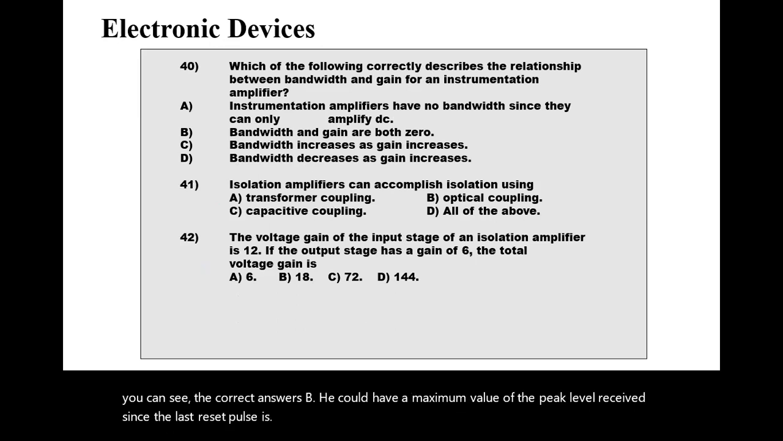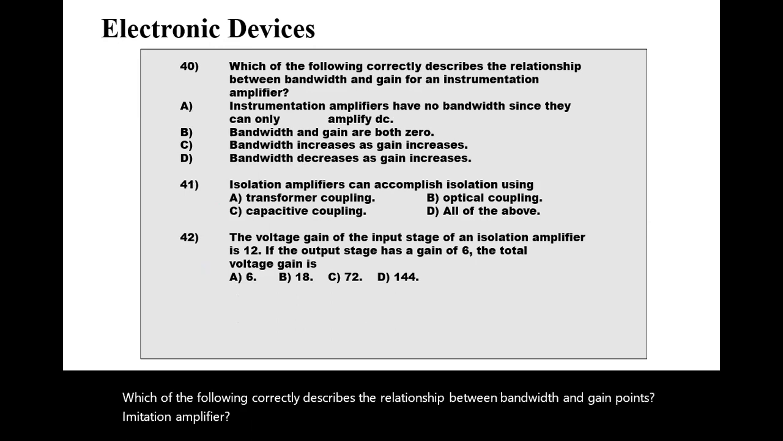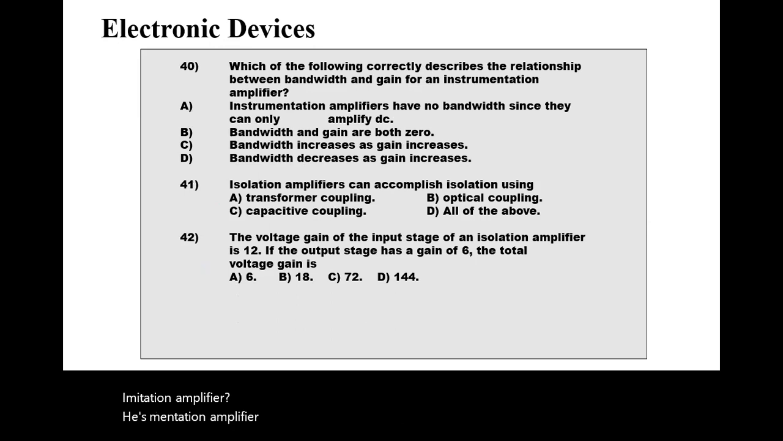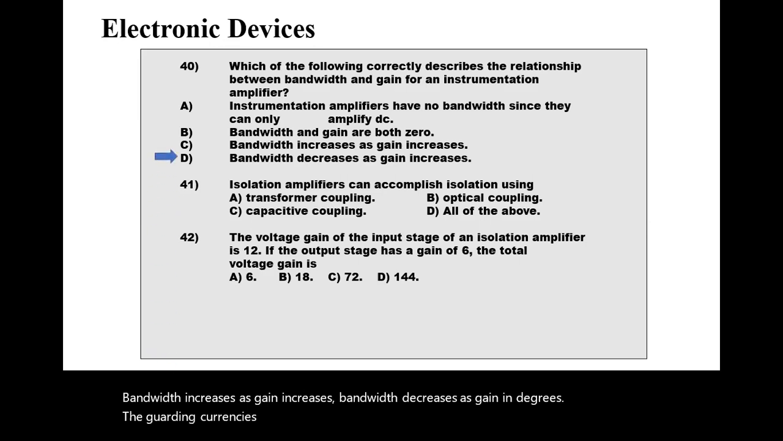Which of the following correctly describes the relationship between bandwidth and gain for an instrumentation amplifier? A: Instrumentation amplifiers have no bandwidth since they can only amplify DC, so bandwidth and gain are both zero. B: Bandwidth increases as gain increases. C: Bandwidth decreases as gain decreases. The correct answer is D: bandwidth decreases as gain increases.